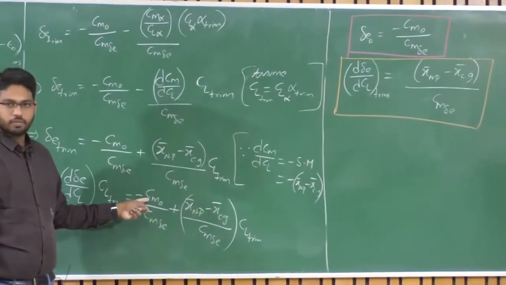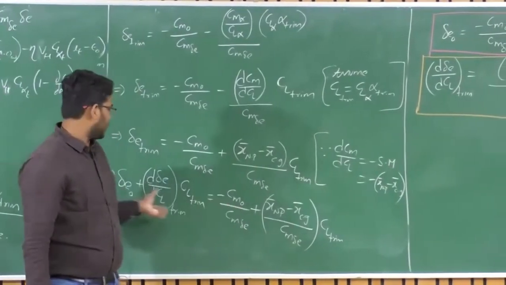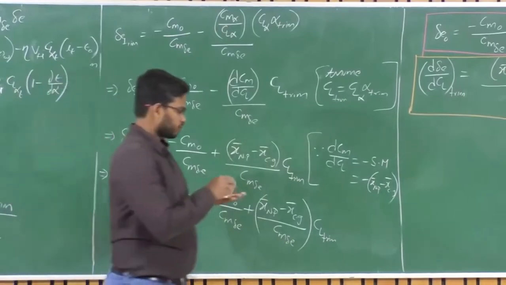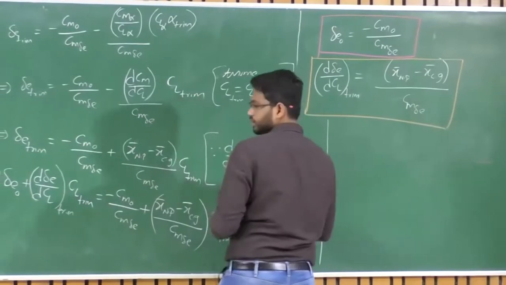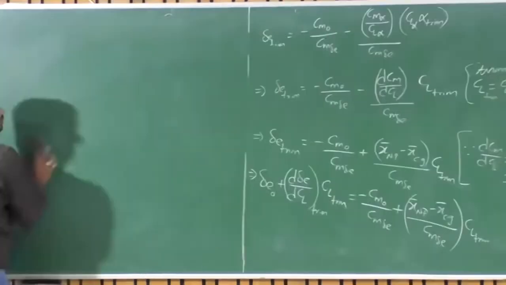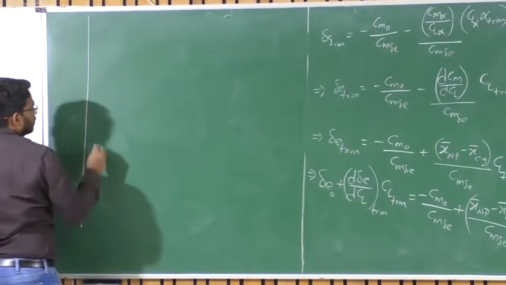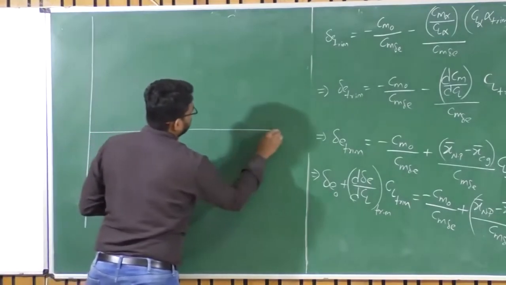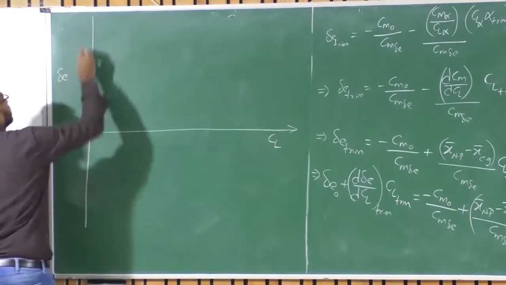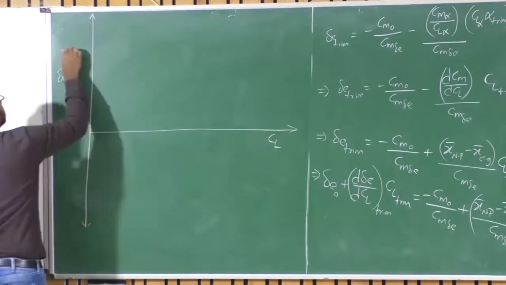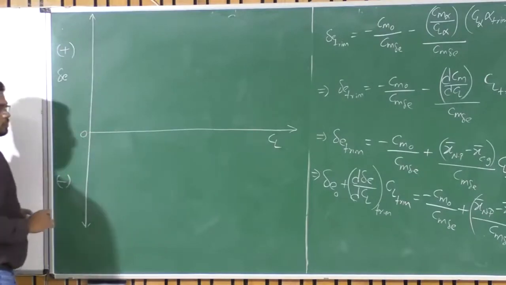So we know CM naught is positive for a statically stable aircraft and CM delta E is negative. So this particular delta E naught becomes positive, right? So this is how the variation of CM with delta E, and the variation of CL with delta E, right? So delta E is positive here and delta E is negative. And this is 0, okay?